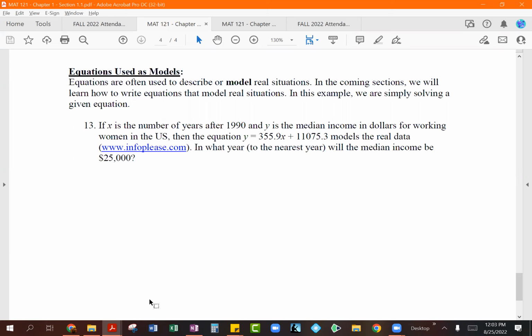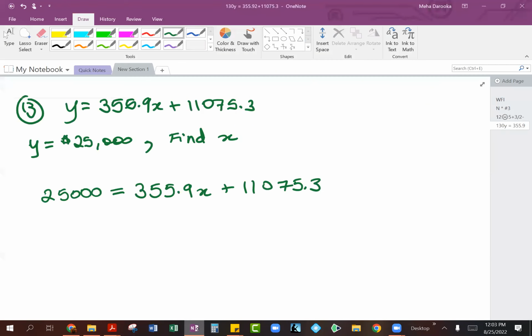Did anybody get 2031? Can you tell me how you came up with that? So I subtracted 11,075.3 on both sides to get the X by itself. Then I divided by 355.9 on both sides. And what did that X value come out to be? 41.45. Hmm. Okay. Then I rounded down.